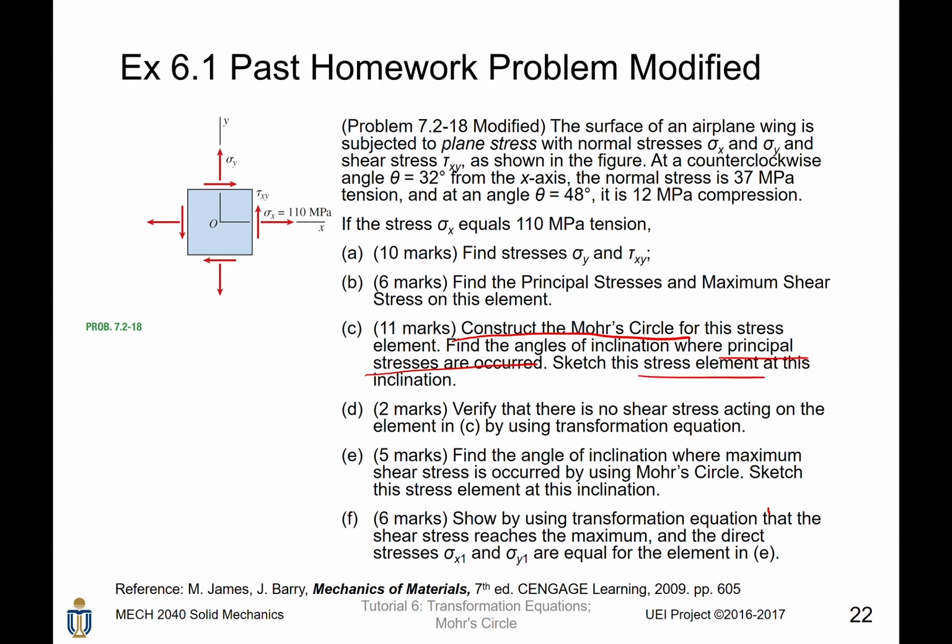At the same time, you are going to verify there is no shear stress acting on the element by using the transformation equation when the principal stresses occur. Then, find the angle of inclination where the maximum shear stress occurs by using the Mohr circle. Sketch the stress element at this inclination. Besides, you are also going to show by using the transformation equation that the shear stress reaches the maximum and the direct stresses sigma x1 and sigma y1 are equal for the element in part E. So there are a lot of parts, so let's try to solve them one by one.